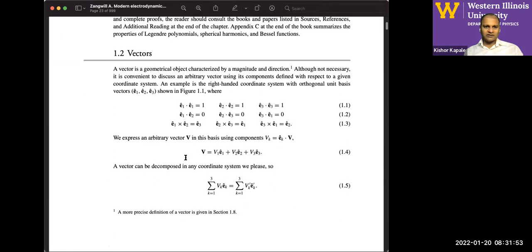Okay, so vectors, you know them quite well. We are going away from our standard x hat, y hat, z hat notation.